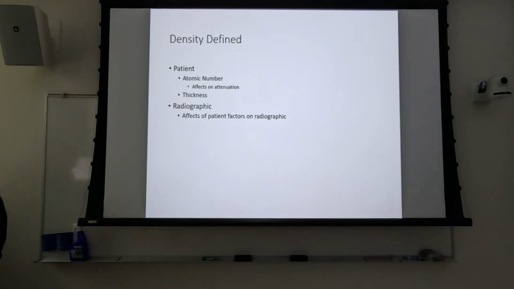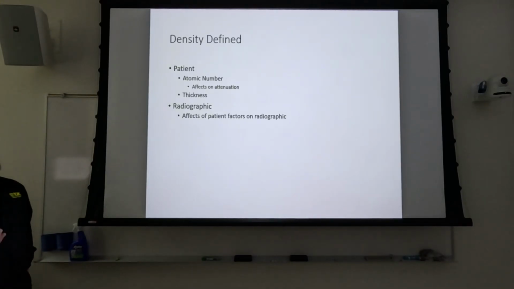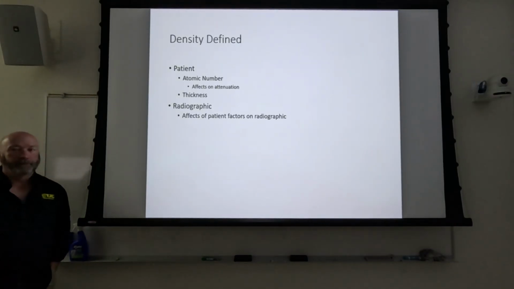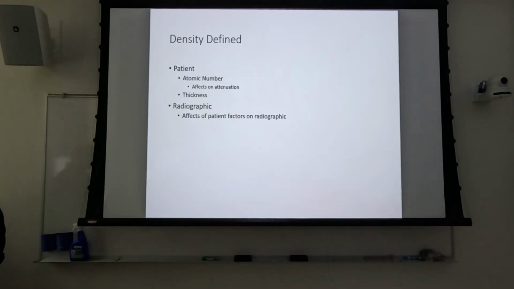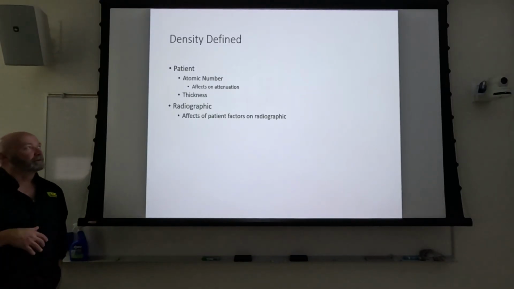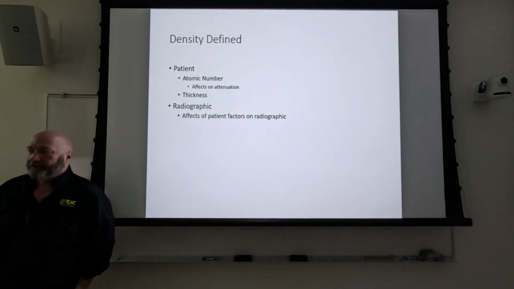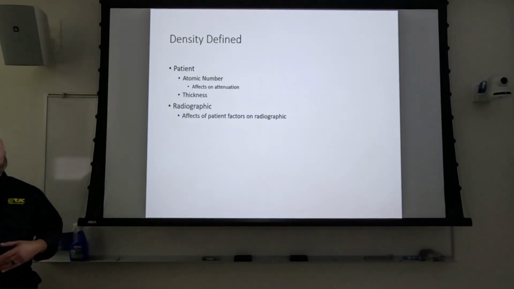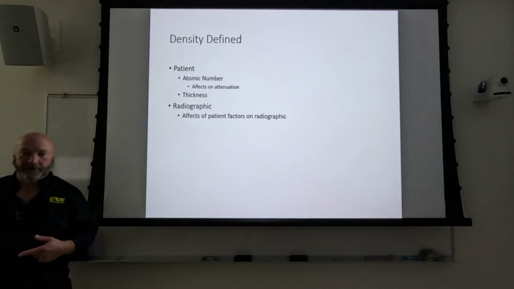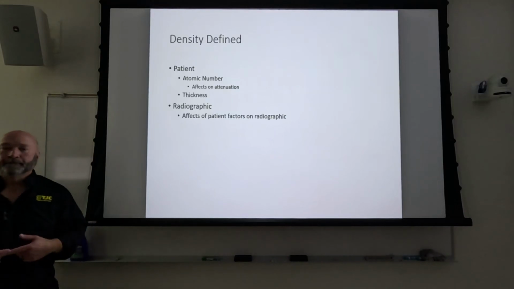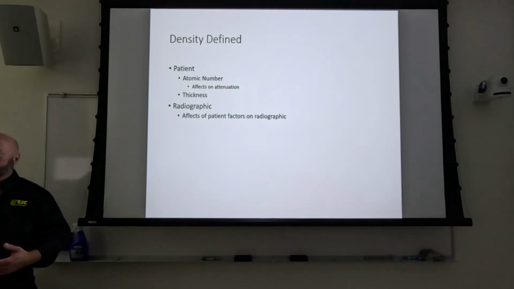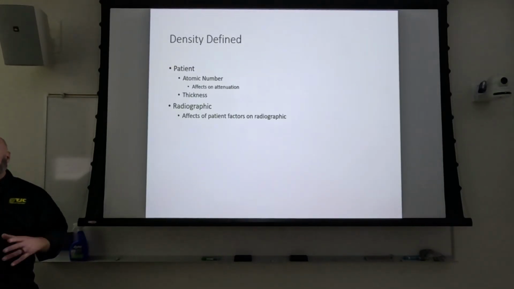So density defined. Remember, we have two different types of density: patient density and radiographic density. Patient density refers to a couple of things. One is truly density, and that would be the atomic number of the absorber. You're going to see that referred to as Zeff number or Z number because it's not just straight atomic number. What's the atomic number of fat? Where does that fall on the elemental table?